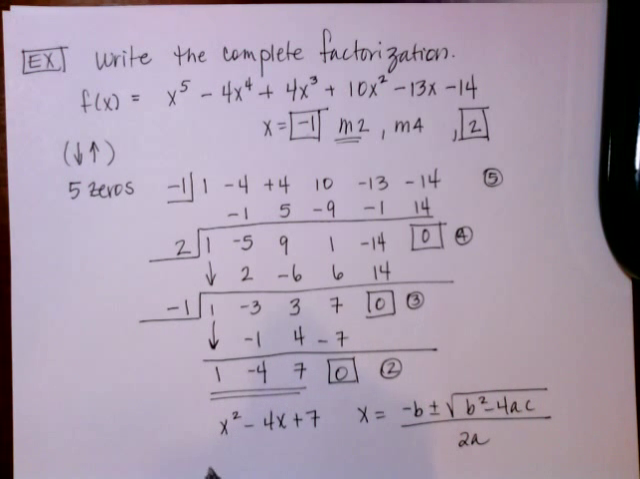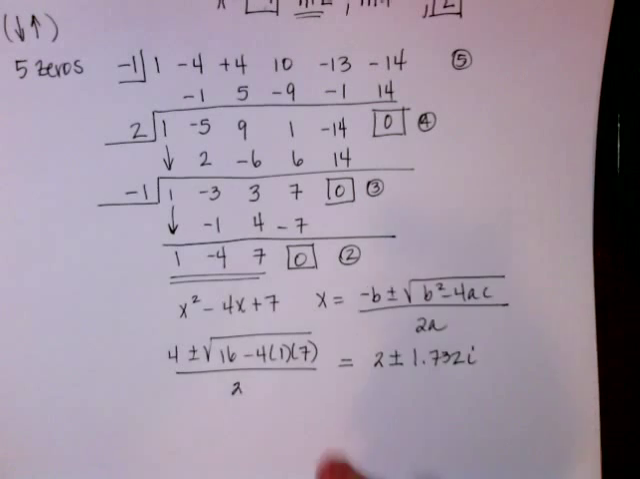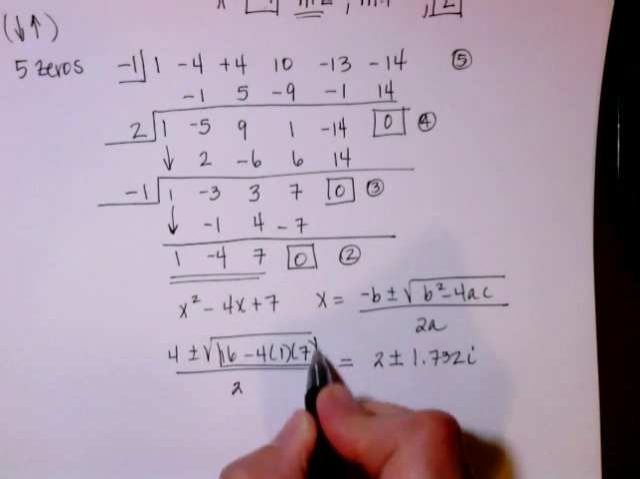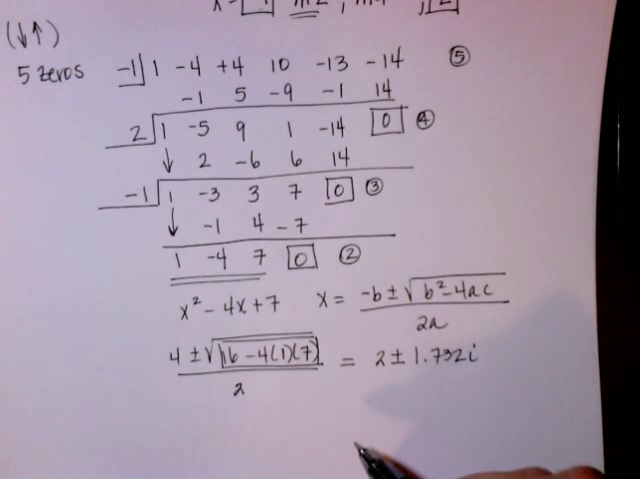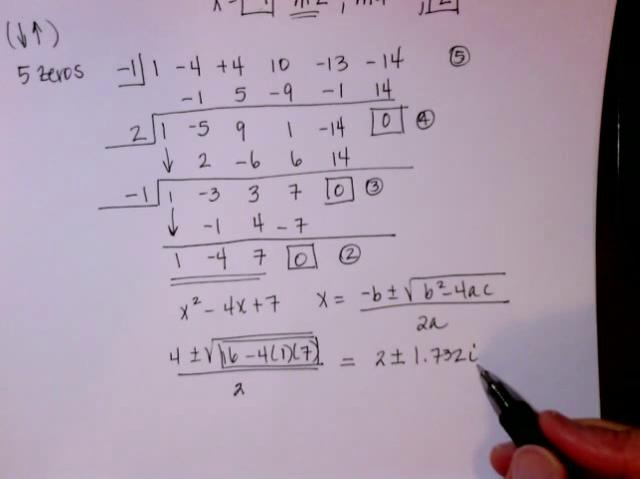So if I do that math, I get 4 plus or minus the square root of 16 minus 4 times A times C, all over 2A. When I do that math in my calculator, I get 2 plus or minus 1.732i. Remember, the i comes from having a negative discriminant, which means the value underneath the square root is negative, and when I take the square root of a negative number, I get an i when I'm done.